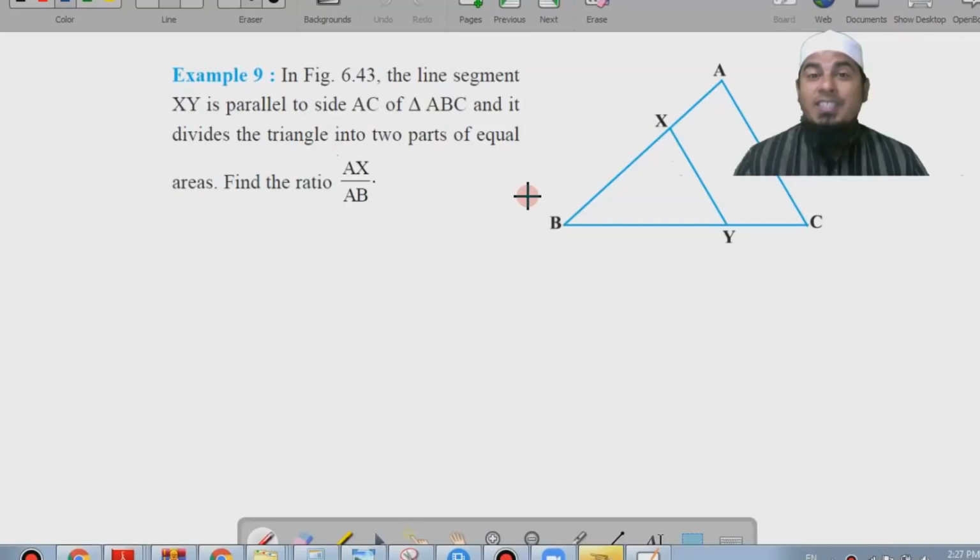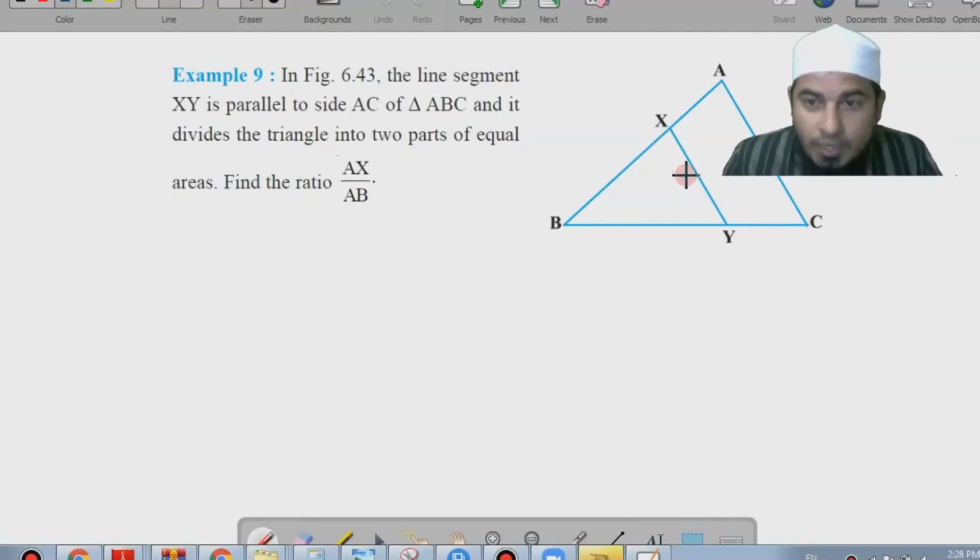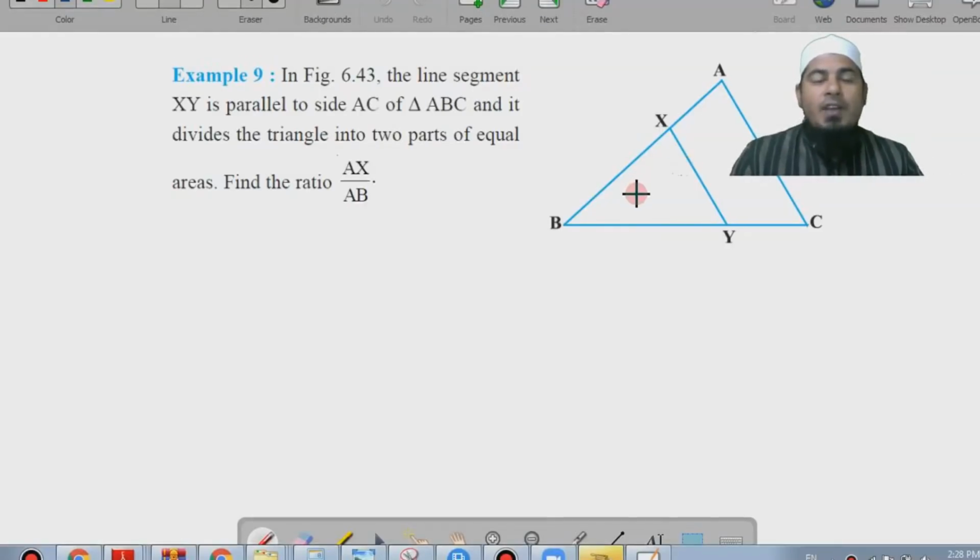In this video, the ratio of the areas of two similar triangles is equal to the square of the ratio of their corresponding sides. So an example question is in front of you. The line segment XY is parallel to the side AC of triangle ABC and divides it into two parts of equal areas. Find the ratio AX by AB. Let us do this problem.